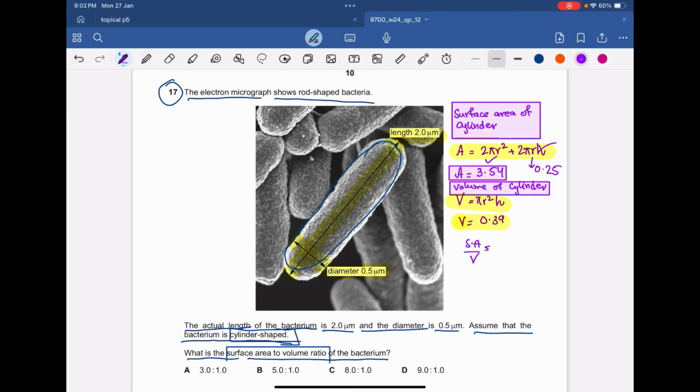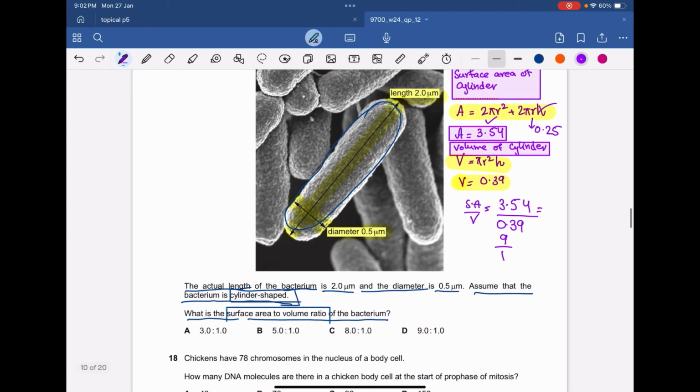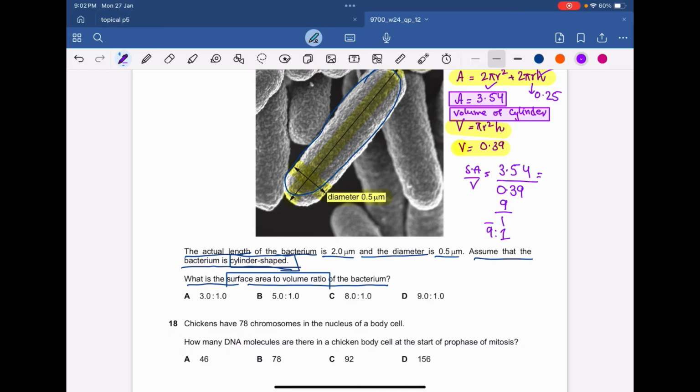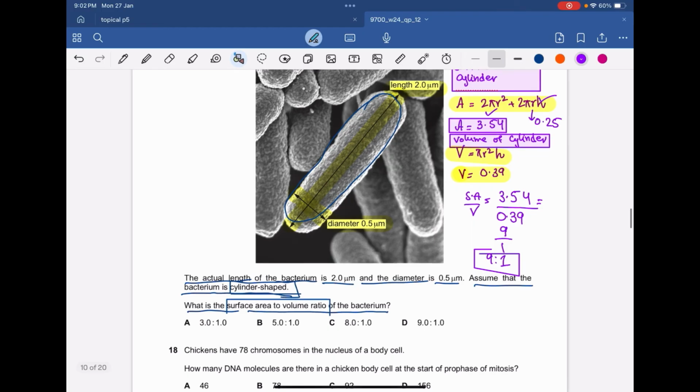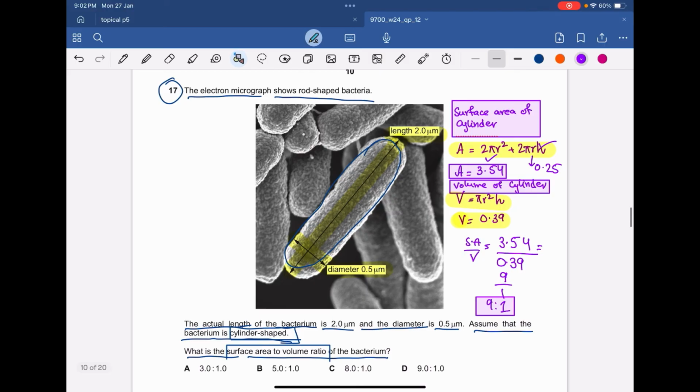To calculate the surface area to volume ratio, we take the value of the surface area, which is 3.54, divided by the value of the volume, which is 0.39, and we get our answer as 9 divided by 1, which is 9:1. So hence the answer we get is 9:1. So the correct answer for question number 17 is option D, 9:1. I hope that this MCQ is clear to all of you.